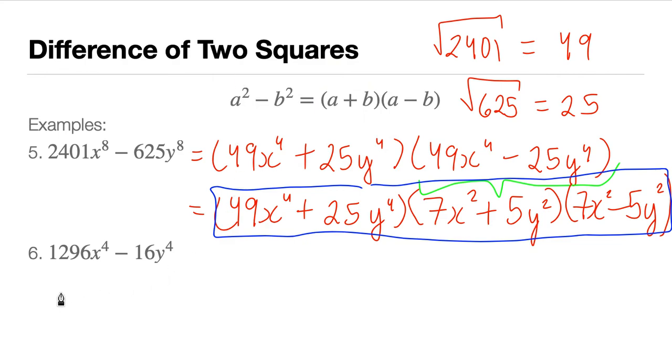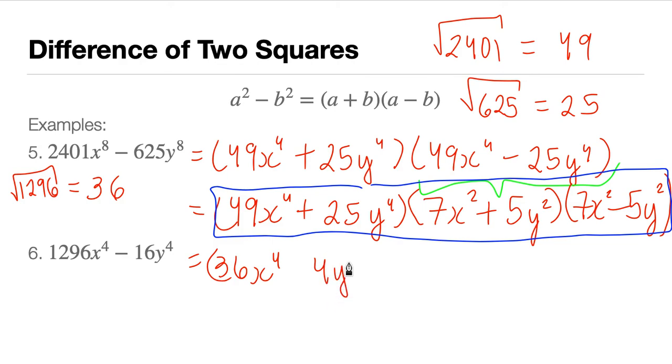So 1296. What is the square root of 1296? Believe me, it is 36. And we know the square root of 16 is 4. So how do we do this? 36x to the fourth, 4y to the fourth, the square roots rather: 36x squared, 4y squared, and we have 36x squared, 4y squared. And this is going to be plus, it's going to be minus.